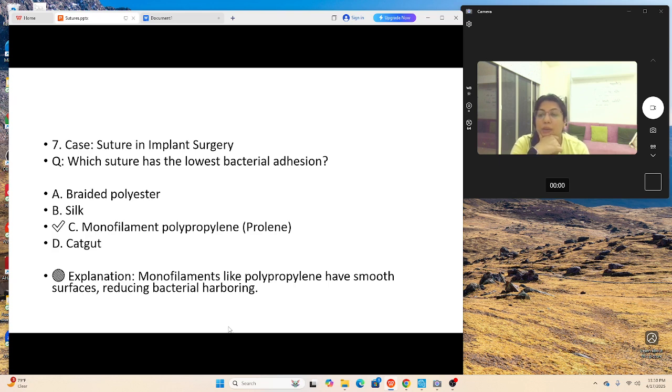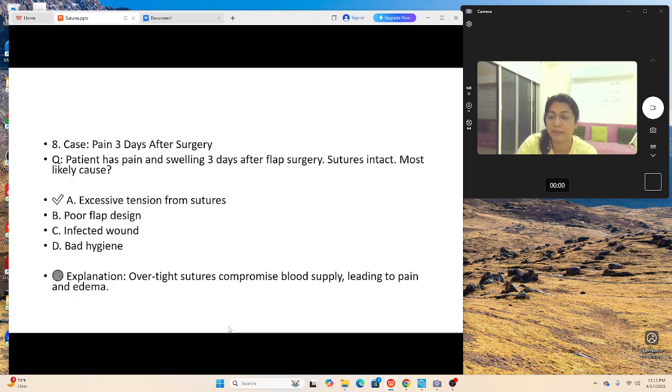Which suture has the lowest bacterial adhesion? See, any suture which is braided, meaning having two different filaments to make it a thick rope-like thing, will have more bacterial adhesion, because there will still be minute gaps in which bacteria can adhere. But if it's a single filament, like a single thread, that always will have lesser adhesion of bacteria. Silk is an animal thing, so it will have more adhesion of bacteria. Catgut, debatable, but if I have the option of monofilament, then I'm going to choose that. I think catgut is again braided.